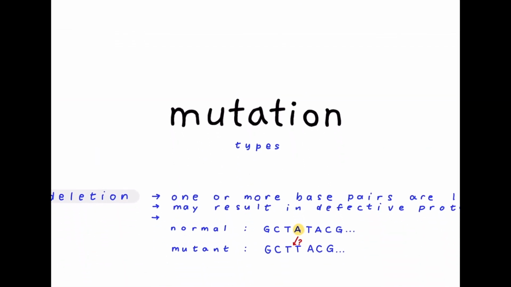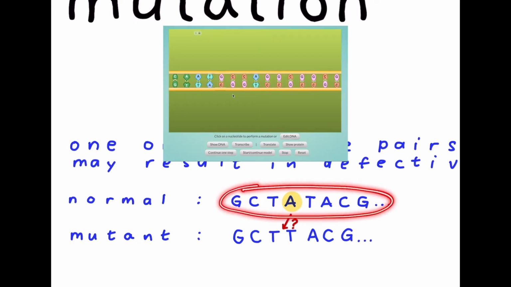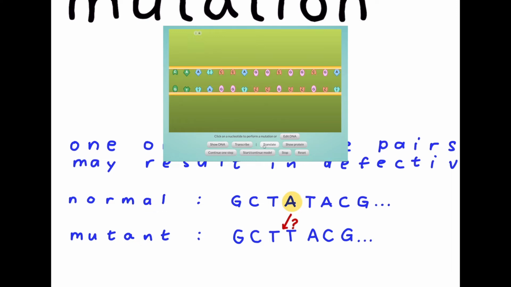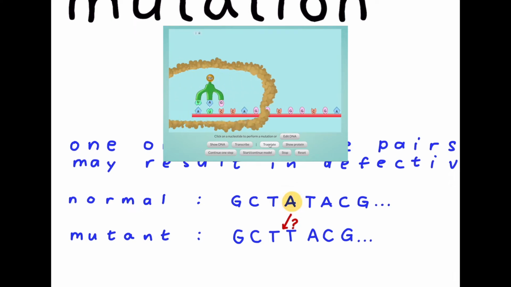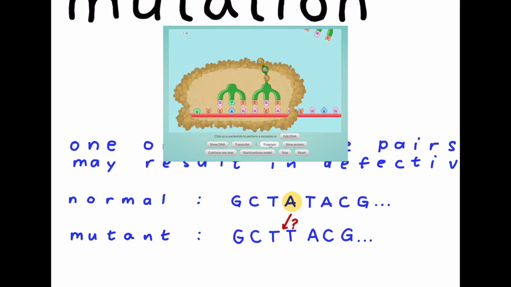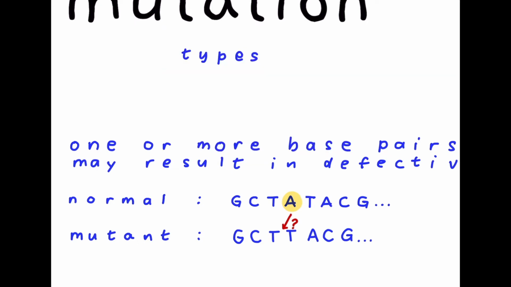Number 2, we have deletion. From the name itself, there is something deleted, or to be more precise, there is one or more base pairs that are lost, and this also may result in a defective protein. For example, you have GCTA-TAGC as your normal DNA base, but in the mutant version wherein deletion happened, this letter A in here became missing in this certain mutant DNA sequence. Therefore, this will result in a defective protein.